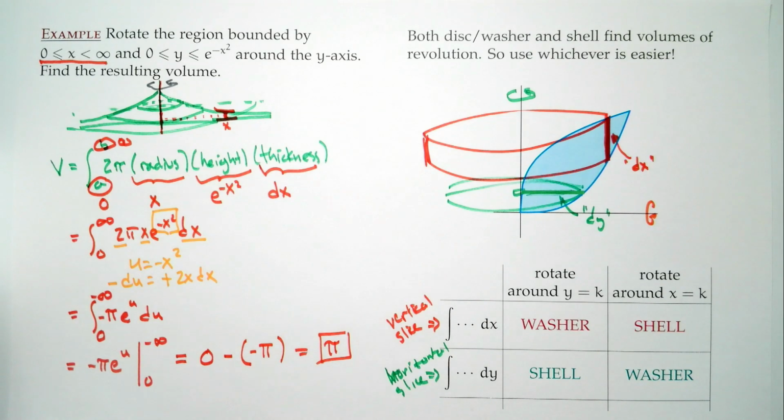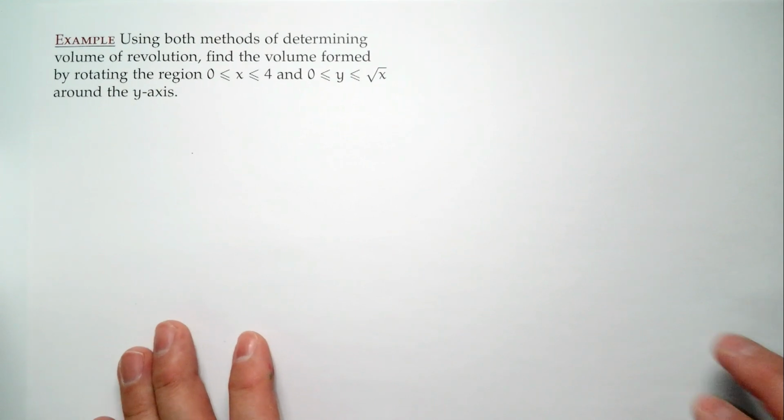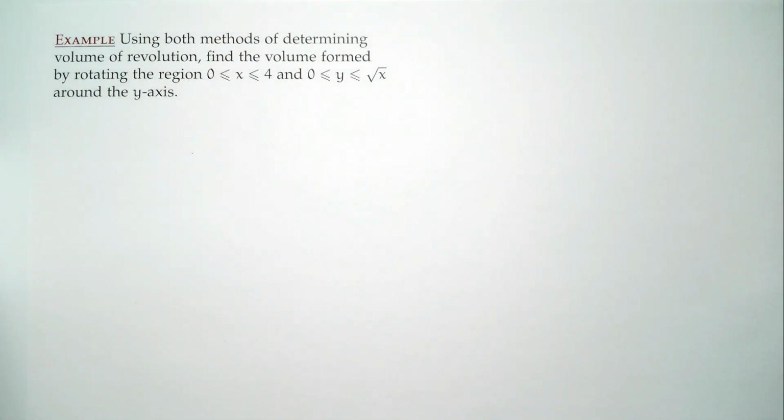All right. So, why do we want that? Well, sometimes one method is easier than the other. Let's try this. Let's use both methods. We're going to find the volume formed by rotating the region where x goes from 0 to 4 and y goes from 0 up to square root of x.